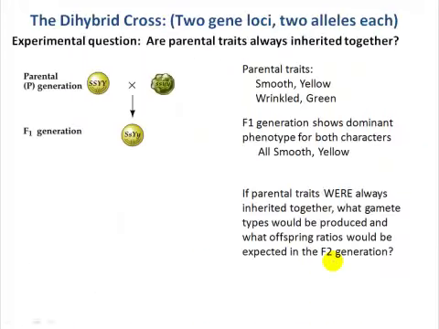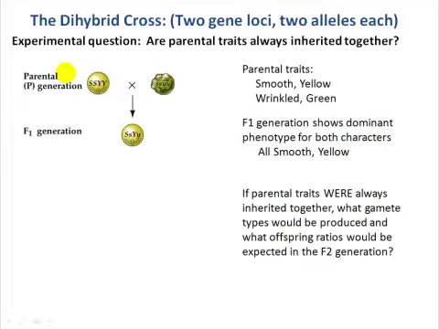The second question that he had turned his attention to was one that was a bit more complicated, and that's the question of whether parental traits are always inherited together. So, for example, if we're looking at two different traits now, seed color, yellow versus green, and seed shape, round versus wrinkled, right? So round and smooth versus wrinkled.